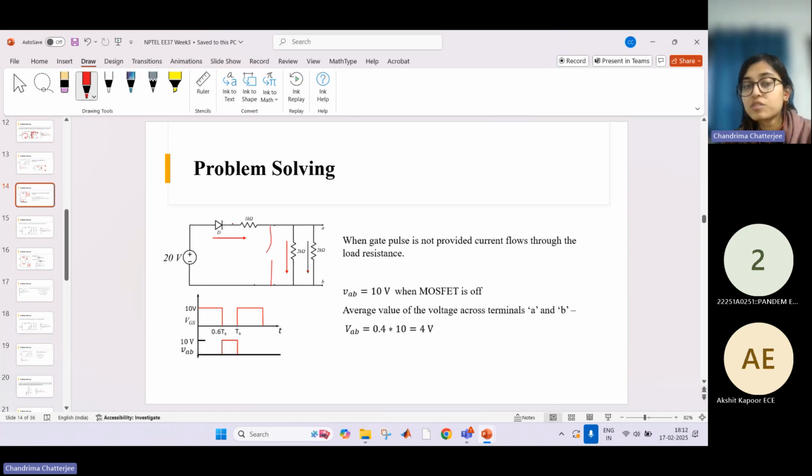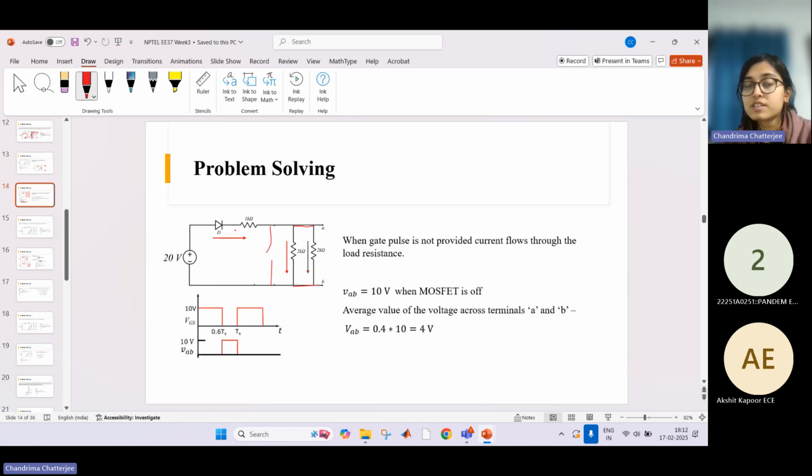Now the current will flow from here to these resistances. And these resistances are in parallel because these two points are at the same potential and these two points are at the same potential. So 2 kilo ohm and 2 kilo ohm effectively become 1 kilo ohm. So 1 kilo ohm here and here there is 1 kilo ohm. So the total resistance here is 2 kilo ohm, the effective resistance. And there will be some very minimal drop across the diode also.